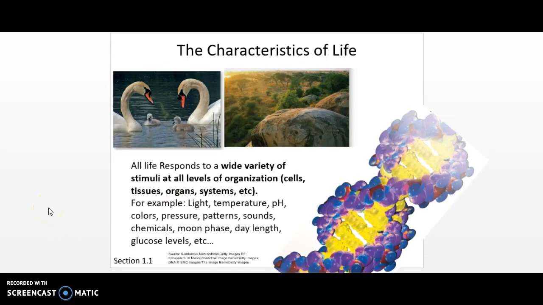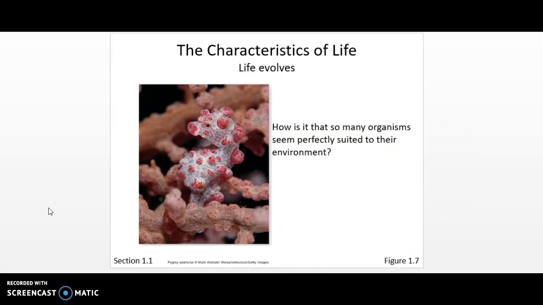We know that all life responds to a wide variety of stimuli at all levels of organization. Cells can respond to stimuli, tissues can respond to stimuli, organs, and the whole system can respond to an outside stimulus. So how is it that so many organisms seem perfectly suited to their environment? Well, after a discussion with our article, you'll realize that life does actually evolve. The pygmy seahorse blends into the coral habitat where it lives. Seahorses that blend in best likely survive the longest and reproduce the most.